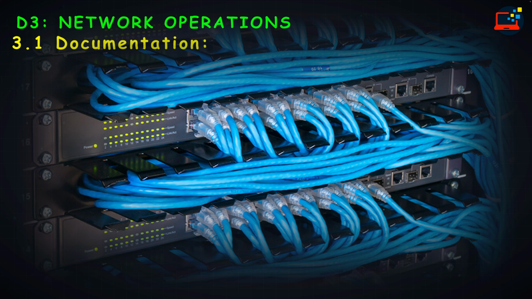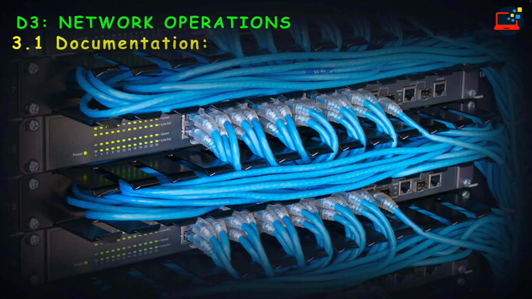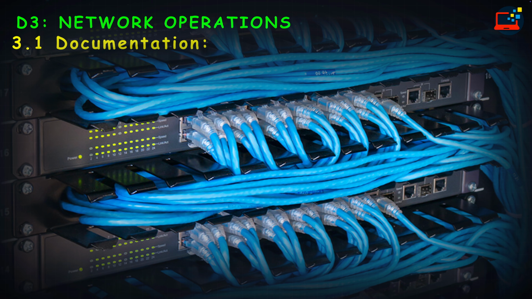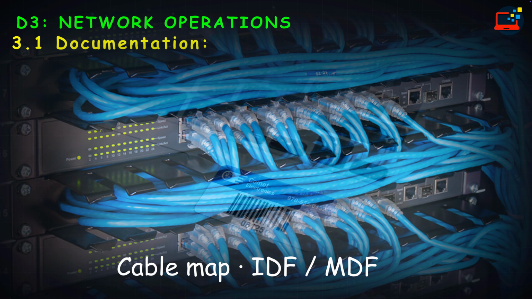A cable map, or wiring diagram, shows where every cable run terminates, and it usually lives on the wall of the wiring closet in the IDF or the MDF. Each desk drop is numbered, so a jack on the floor maps to a port on the patch panel.